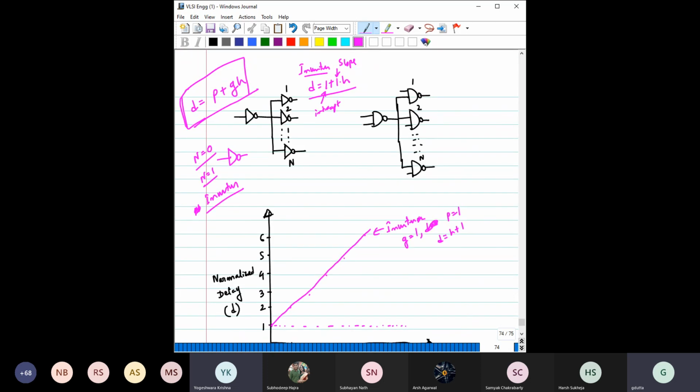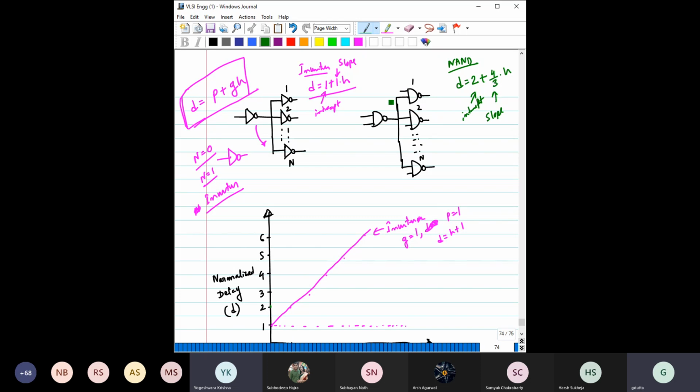Okay, but remember one thing: in this plot, at the output you have connected the same logic gates. Okay, now let us focus on this. Now it is the NAND gate. Right. So again, for the NAND gate, the same equation applies. What is the parasitic delay for a 2-input NAND? It is 2, right? What is the G value for the NAND gate? It is 4 by 3, right? Into H. So 4 by 3 is the slope and 2 is the intercept.